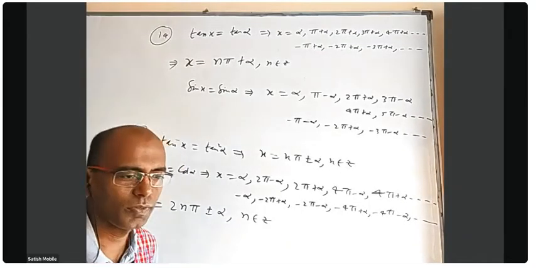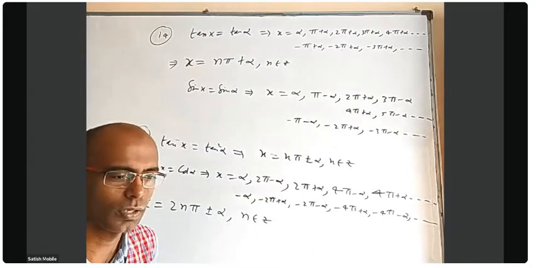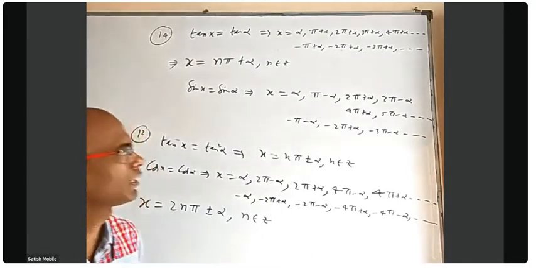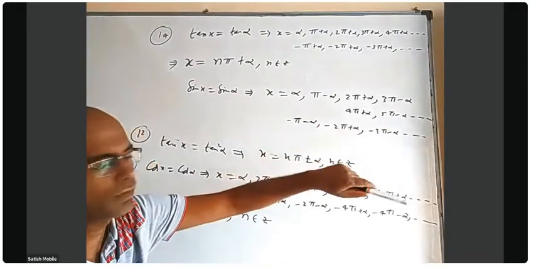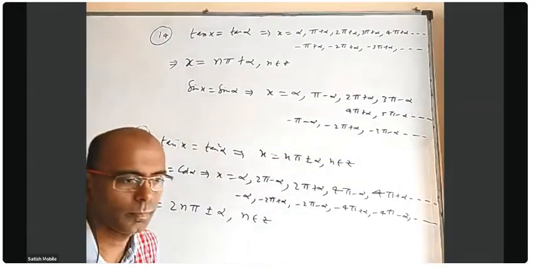Not that you know the formula before. Somebody has seen it in a book or learned it before, I don't want that. Right now, think about it. Odd multiple of pi minus alpha, even multiple of pi plus alpha.